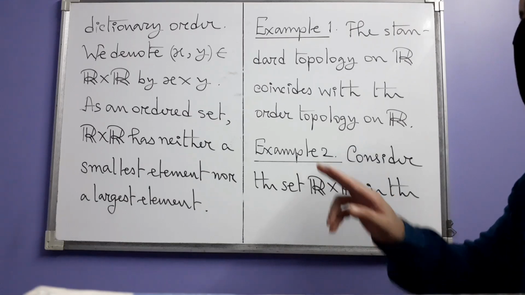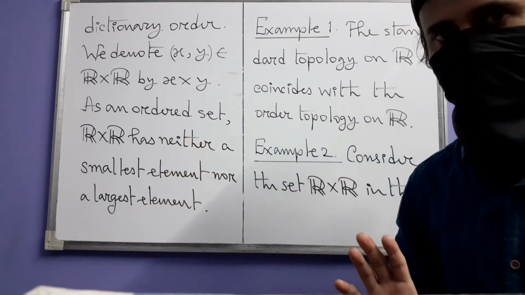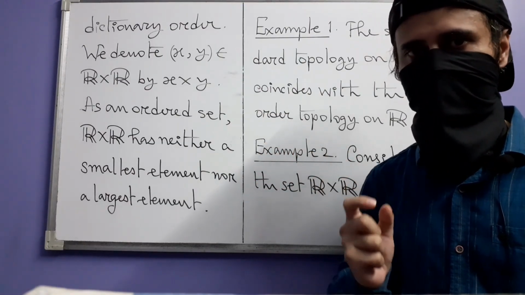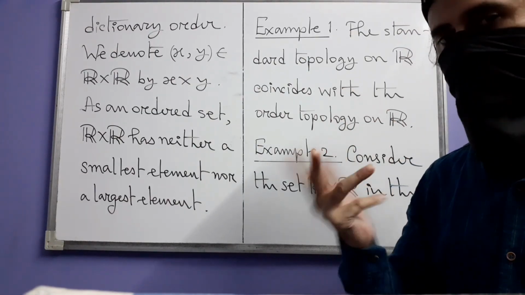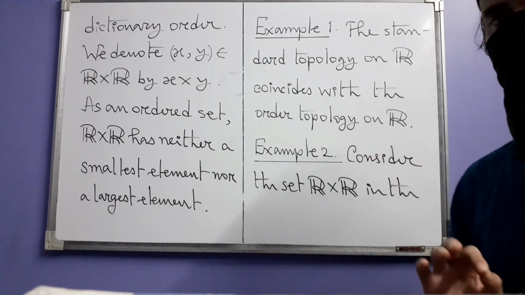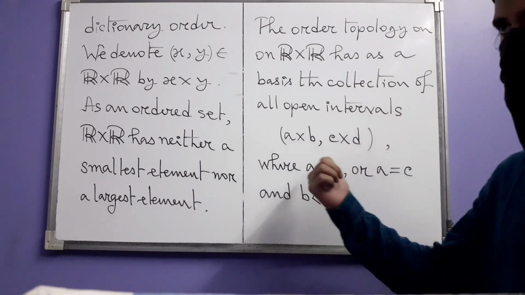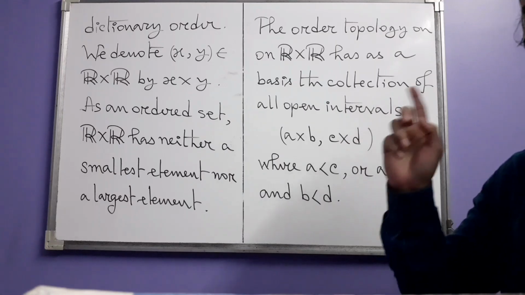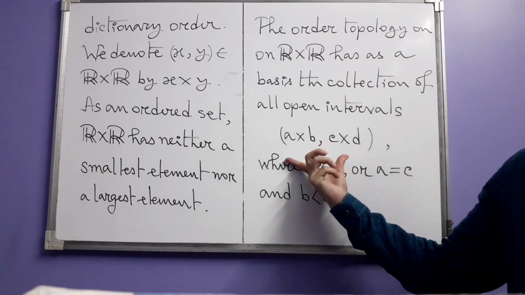Now as an ordered set, just like R, this set also has neither a smallest element nor a largest element. This means that the basis for the order topology for this ordered set will have only open intervals because there is no largest or smallest element. But what are those open intervals? How will they look? Let's see. So these are the open intervals. The order topology on R times R has as a basis the collection of all open intervals in this ordered set, which are just these.